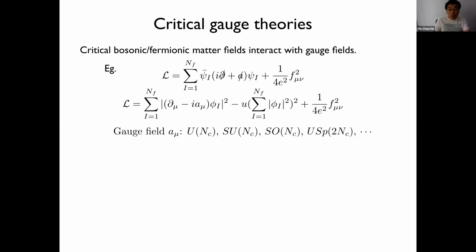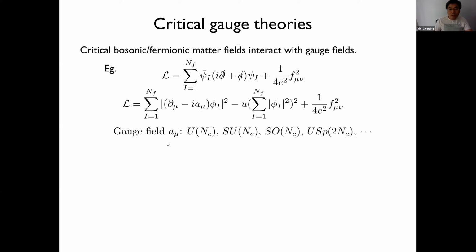Okay, so in order to have everyone on the same page, let me give you a very brief introduction about critical gauge theories. It refers to theories that have critical matter fields interacting with gauge fields. Typically, we can consider, for example, several flavors of gapless Dirac fermions or critical bosons interacting with a gauge field in a certain Lie group like U(N) or SU(N) and so on.